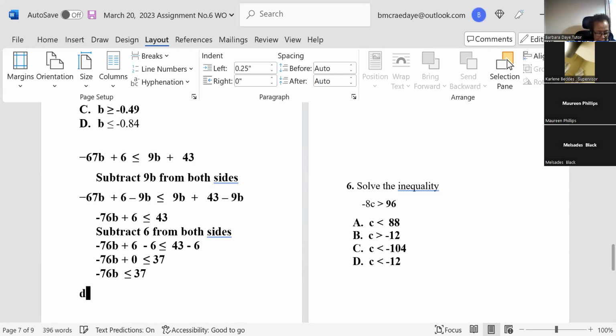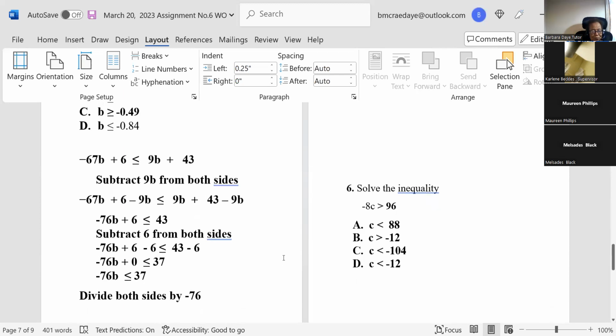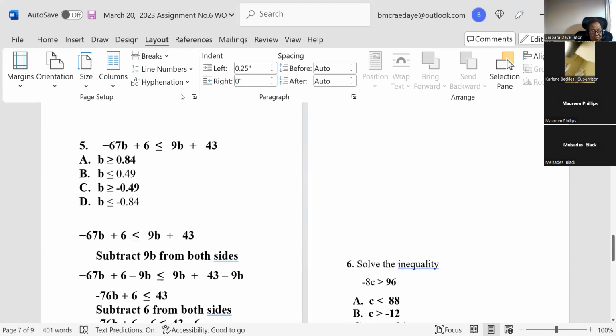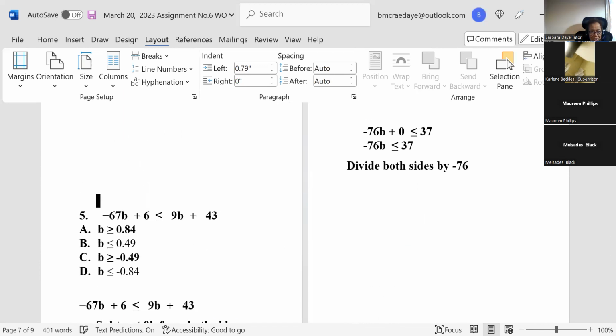So you divide both sides by minus 76. Now do that and tell me what you get. Okay, let me calculate. I'm going to a big number. And I will put this all on the next page.